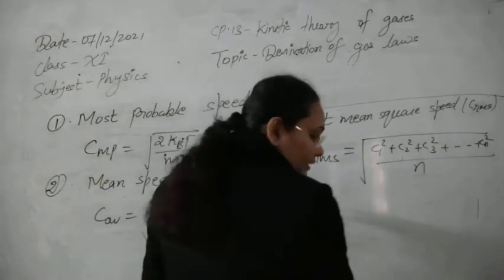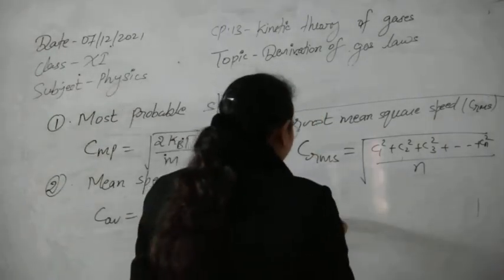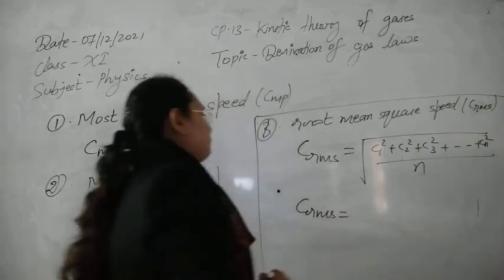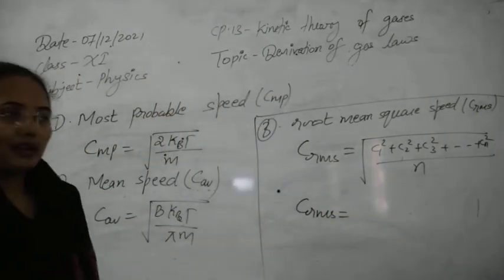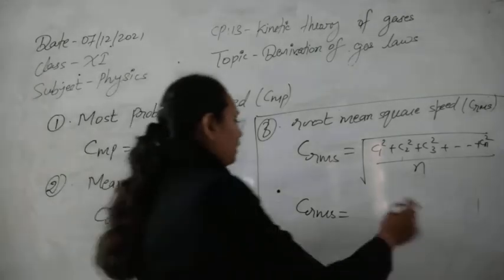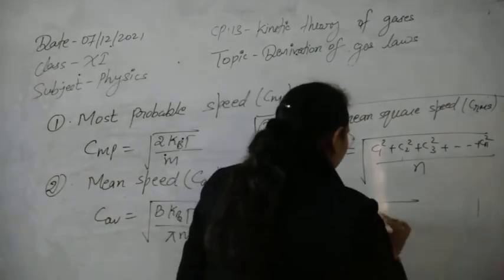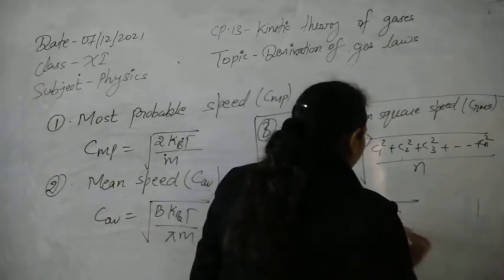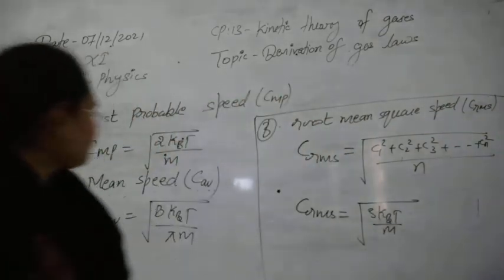So next, this CRMS in terms of the temperature, that was calculated by Maxwell, is now obtained as the square root of 3kBT by m from here.